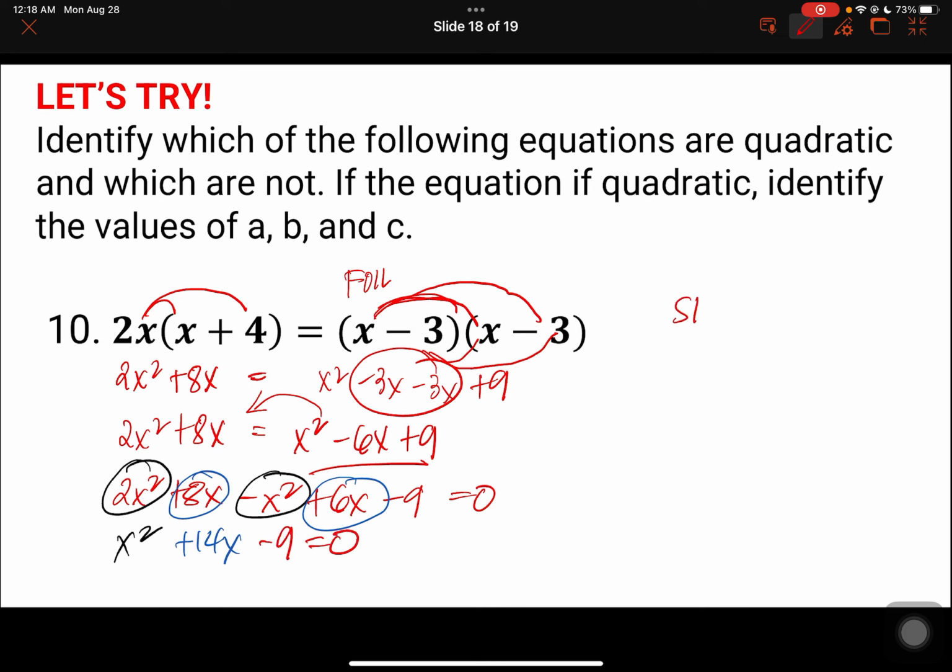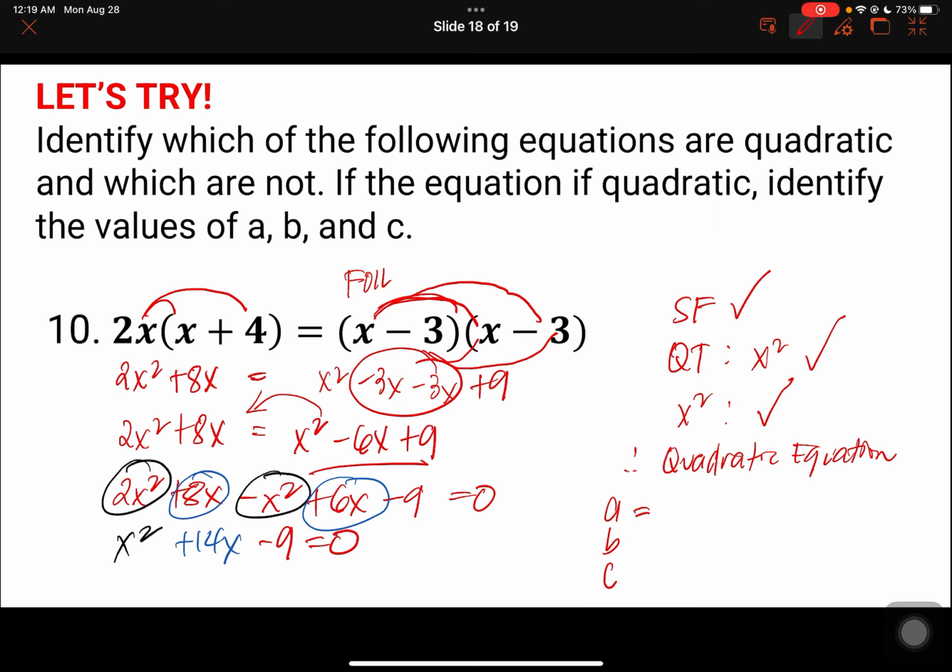So, kung i-check natin, yes, standard form. Quadratic term, yes, meron tayong x squared. Pinakamataas na ba yung x squared? Yes, yun na po yun. Therefore, it is a quadratic equation. And what are the value of A, B, and C? Si A, which is 1, no? Si B, 14, and si C ay negative 9.